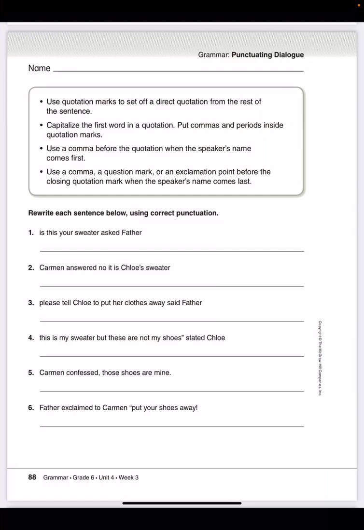But if I said, Ricardo said, comma, quotation, Mr. Parzik, I finished my work, period, quotation. Okay? The only time you use a period inside the quotations is if the quote ends the sentence. Otherwise, use a comma, a question mark, or an exclamation point. So they want you to rework these six sentences using those rules.